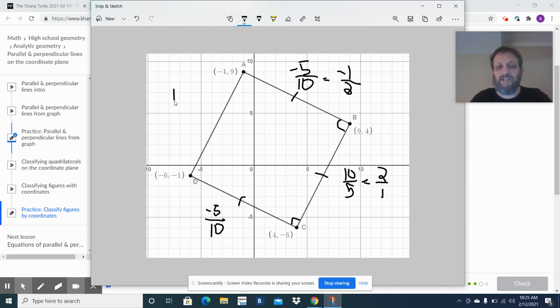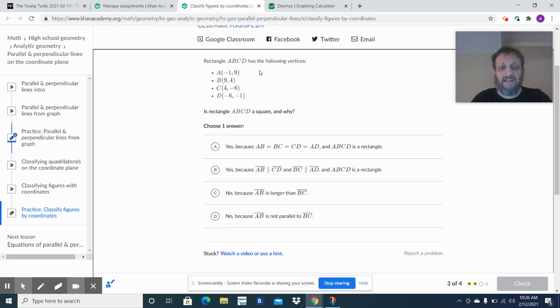-1 to 9 is a change of 10. -6 to -1 is a change of 5, which again reduces to 2 over 1. But again, notice how the changes were the same. So we have all four sides are equal and all four angles are a right angle. This is indeed a square.